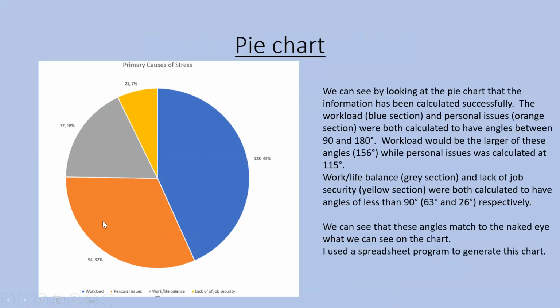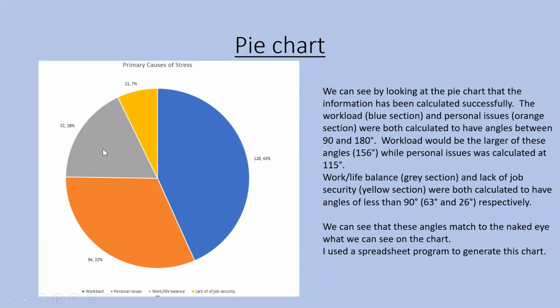The 115 degrees, which we worked out for people citing personal issues as their main cause of stress, is over a 90-degree angle. So we can see that this orange section here would not come down as a full right angle. It would be just over 90 degrees. So again, that works as a 115-degree figure.